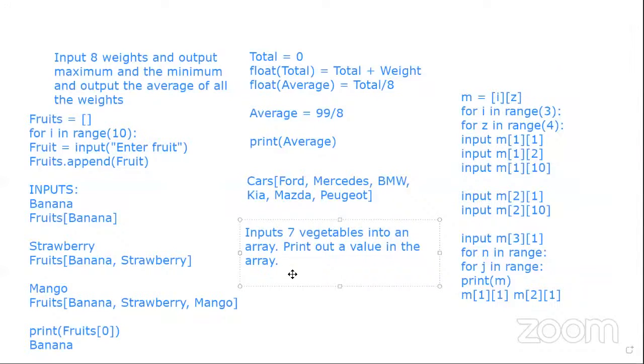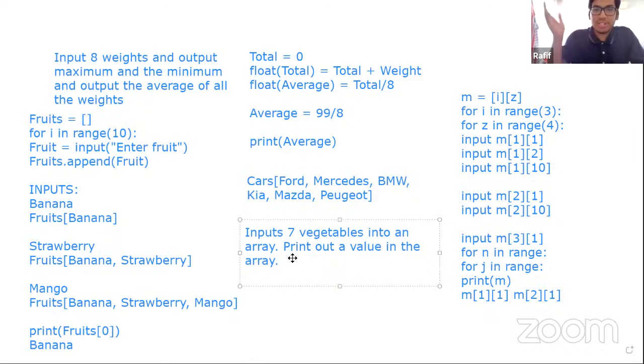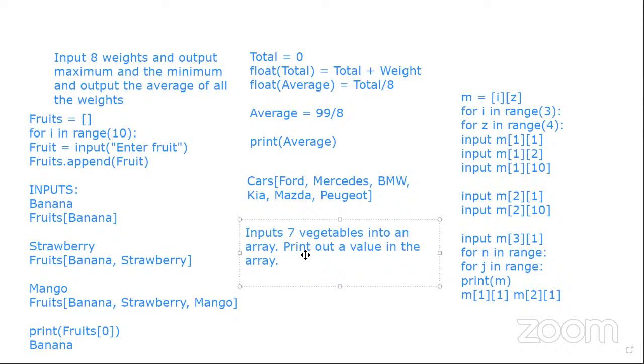Wait, here, when you put inputs, banana, fruits, banana, is that all part of the code? No, that's not part of the code. That was just a trace, like I was just tracing the program. Like what would happen if I input banana? What would happen if I input strawberry? Okay, so are we supposed to do that with vegetables? Yeah, you're supposed to do this program, but with vegetables. Vegetables? Okay.